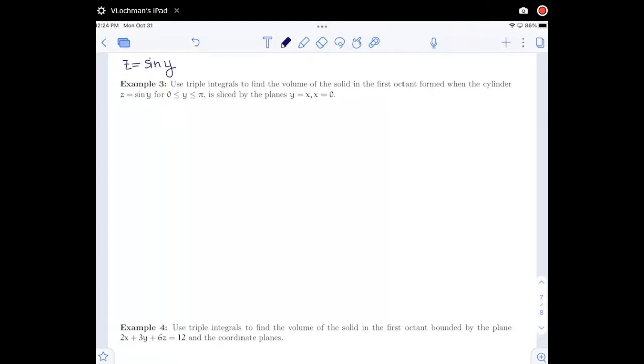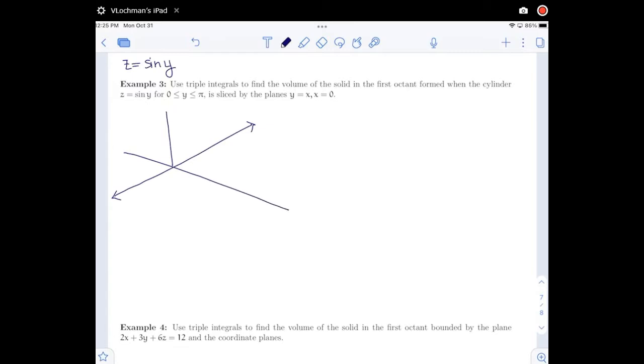So x is not taking any values. When one of the variables is not involved, that means x will take every value, every one of them. But you could just plug this into Wolfram Alpha to see what that looks like, for just z is equal to sine y.